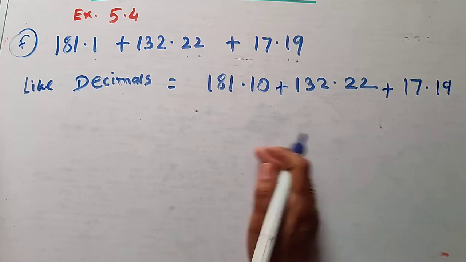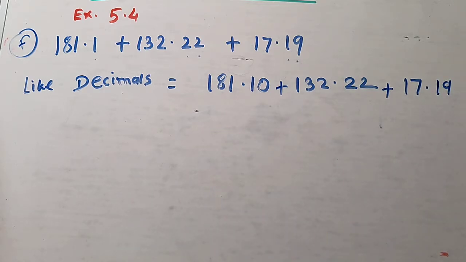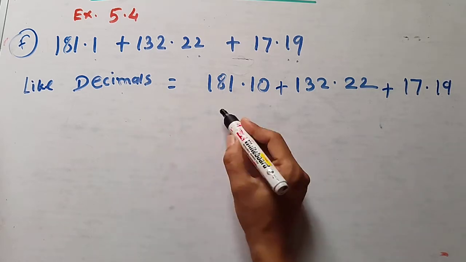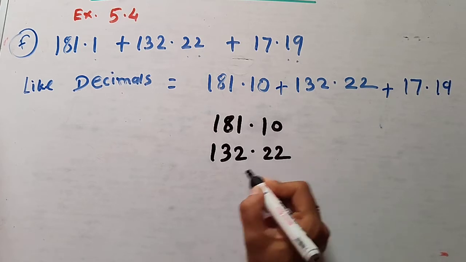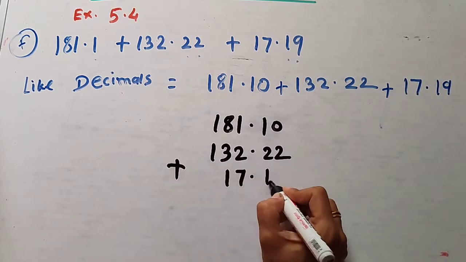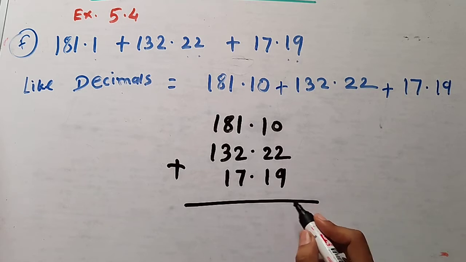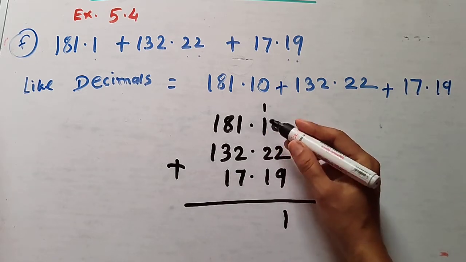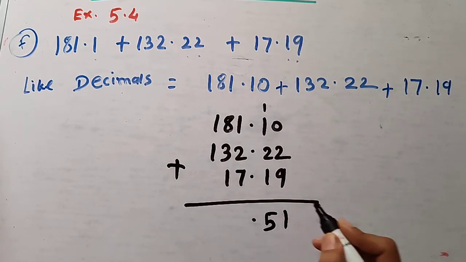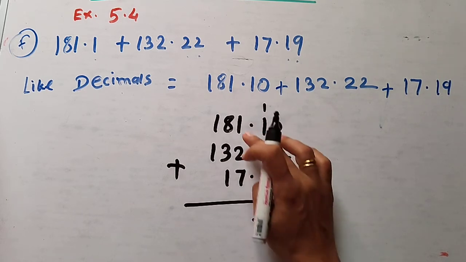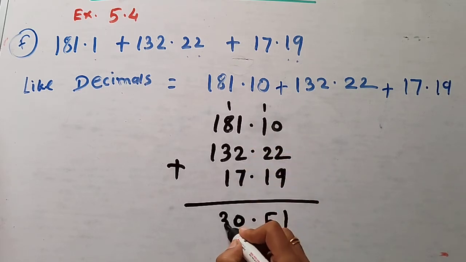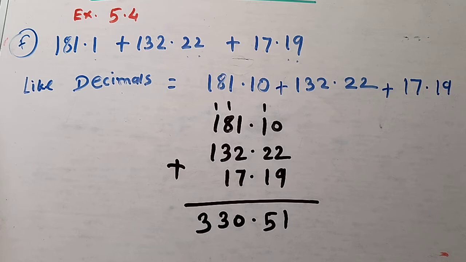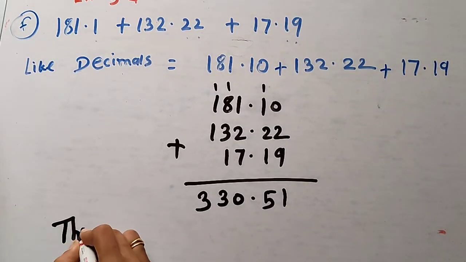Now you have to arrange all the decimal numbers in a column. 181.10, 132.22 plus 17.90. Now add the numbers: 0 plus 2 plus 0 is 2... 7, 11, 1 carry, 1 plus 1 is 2, 2 plus 2 is 4, 4 plus 1 is 5. We put the decimal point as it is. 3 plus 7 is 10, 1 carry, 8 plus 4 is 12, 12 plus 1 is 13, 1 carry, and this is 1. We get the answer 330.51.